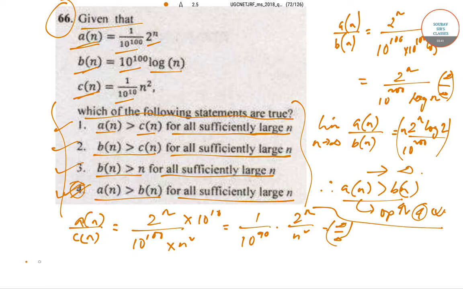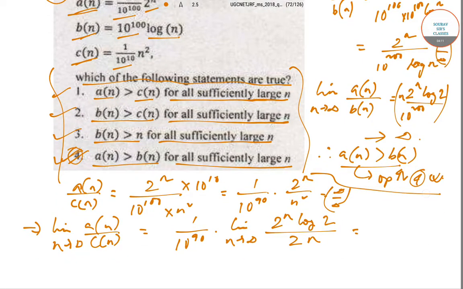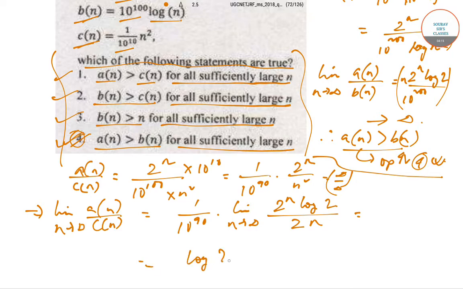Therefore, for limit a_n by c_n as n tends to infinity, we'll use the L'Hospital rule over here. This will give us 10 to the power 90 limit n tends to infinity, 2 to the power n log of 2 by 2n. So log of 2 will go outside, and this will give us log 2 by 10 to the power 90 limit n tends to infinity 2 to the power n minus 1 by n.